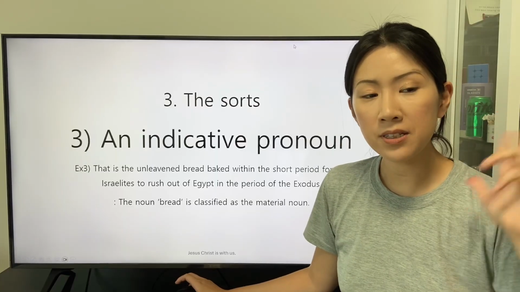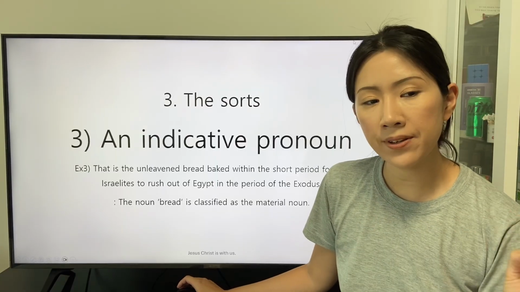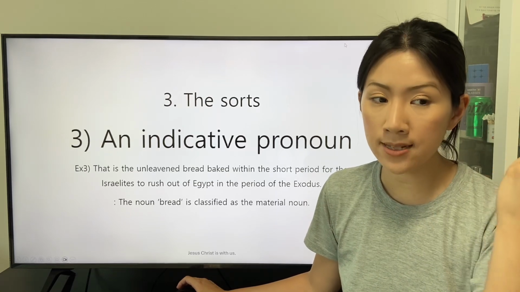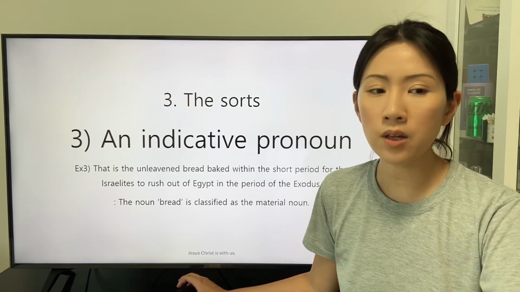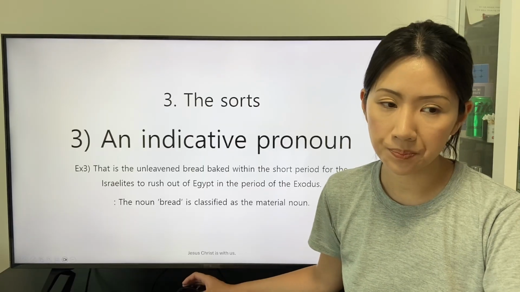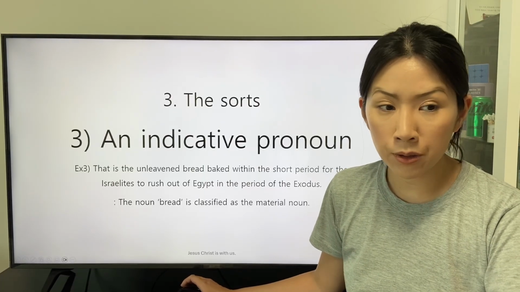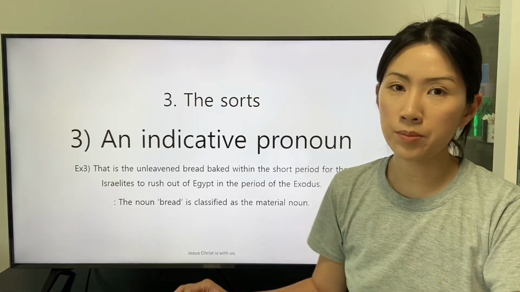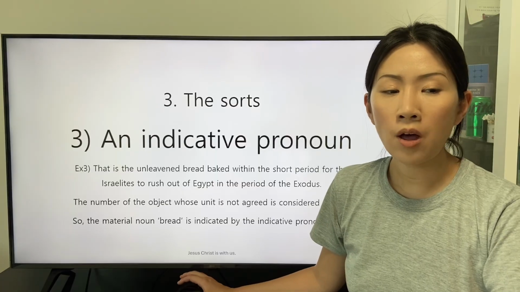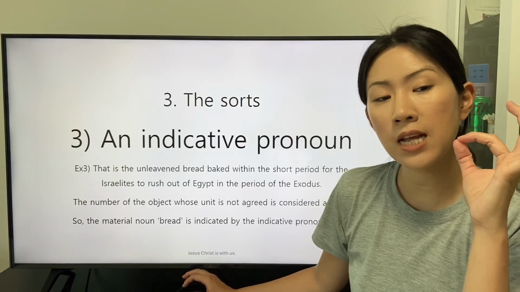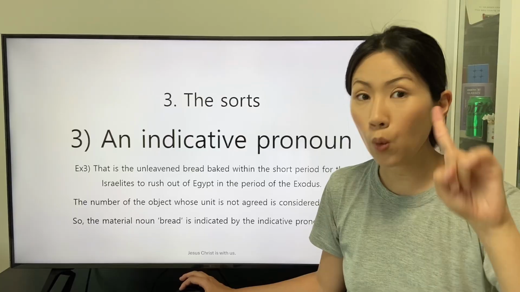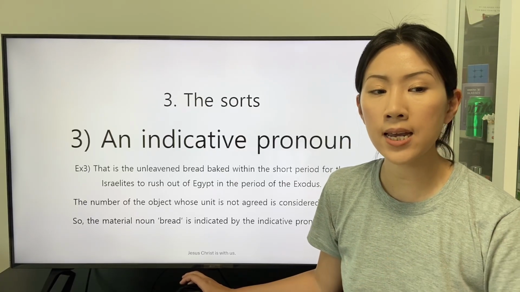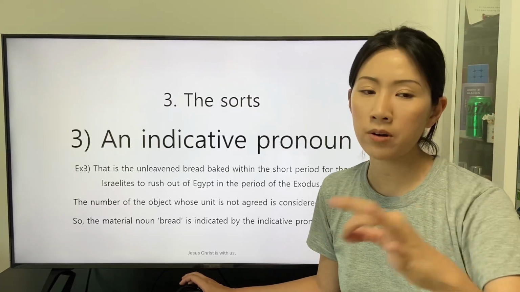The third example is this. That is the unleavened bread baked within the short period for the Israelites to rush out of Egypt in the period of the Exodus. The noun bread is classified as the material noun. The number of the object whose unit is not a grade is considered as 1. So the material noun bread is indicated by the indicative pronoun that.